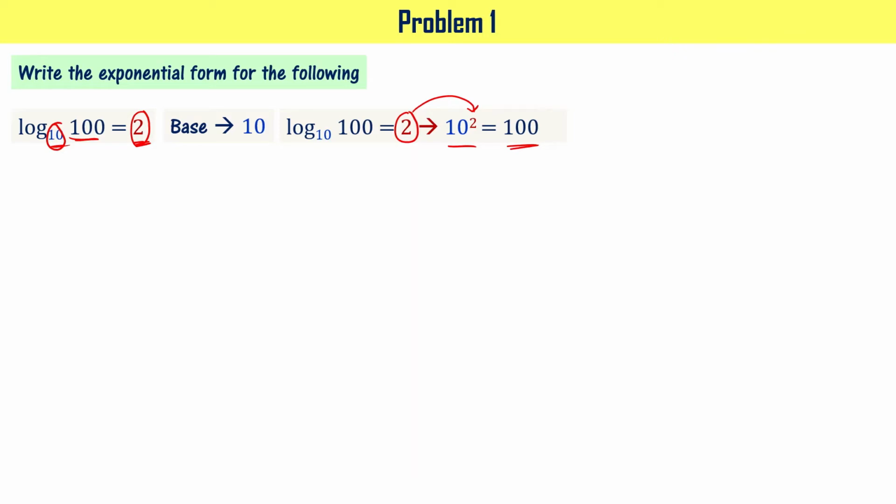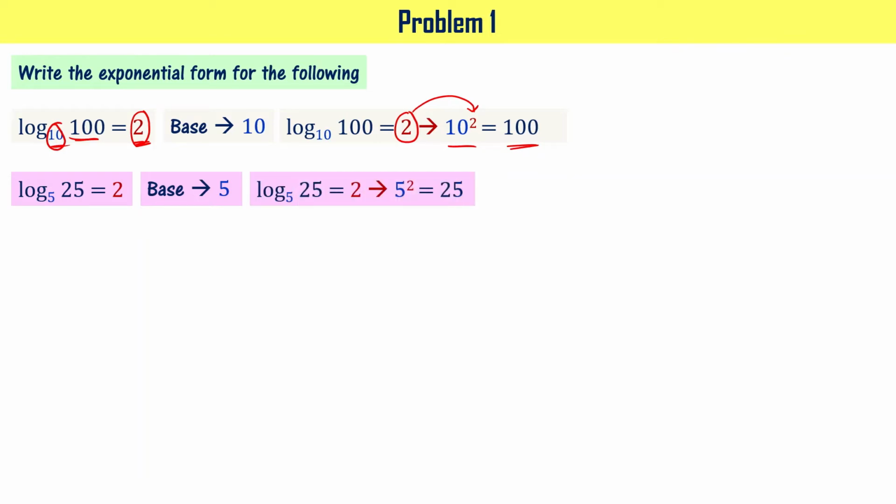Please note this. Log of 25 to the base 5 equal to 2, right? In this particular case, base is 5. It means we are going to write it as 5 square is equal to 25. The base here becomes the base of the exponential form and 2, which is the resultant, is going to be the exponent. 5 square equal to 25.